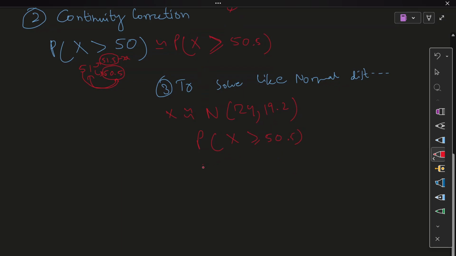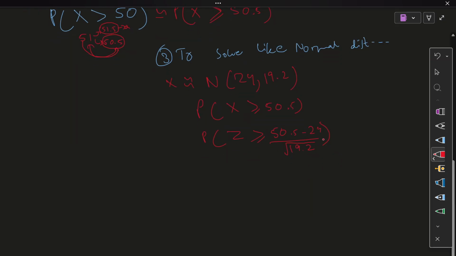You already know. What's the first step? We standardize it. The variable is now going to turn into Z. So Z is greater than or equal to 50.5 minus the mean, which is 24, divided by root 19.2. Why? Because this is the variance, not the standard deviation. Standard deviation is the square root of the variance. Now that we have done this standardization, let's look into the probability.